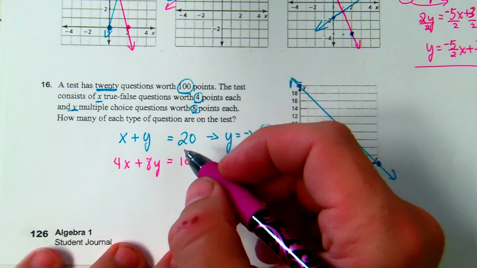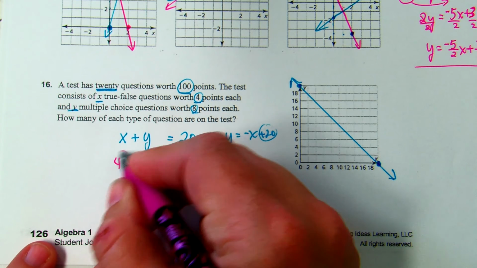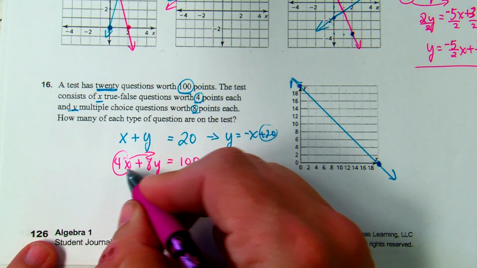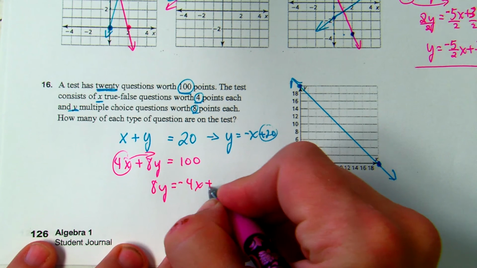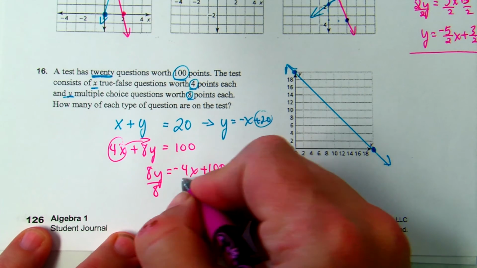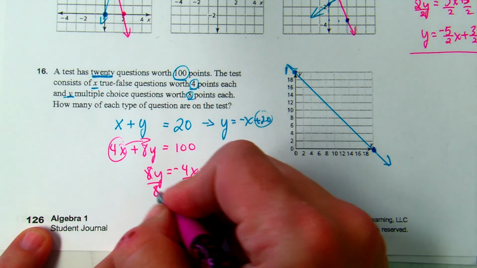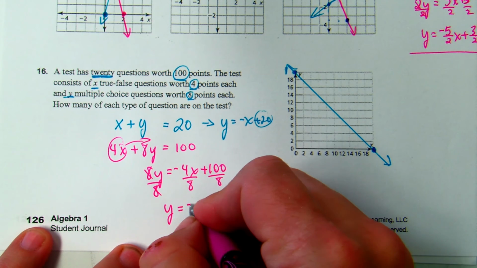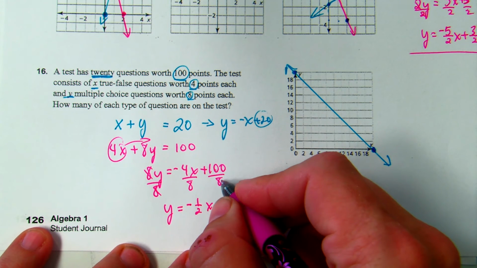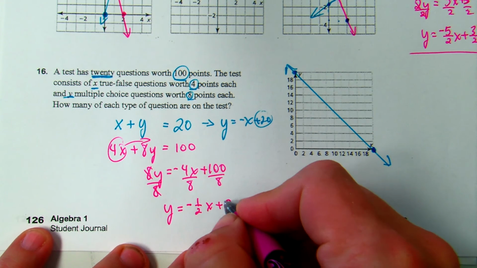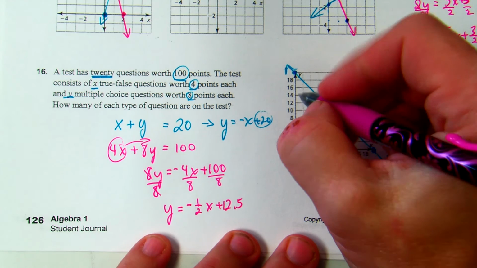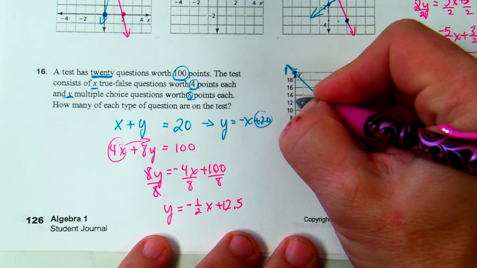The second equation, I've got to do a little bit more work. I'm going to move the 4x to the other side. So I'm going to have 8y equal to, what happens to the sign here? It changes. And then I've got to divide every term by 8. I'm going to end up with y equals negative 1/2 x, because negative 4 over 8 is negative 1/2. And 100 divided by 8 ends up being about 12.5. So it's a little tricky, but not too bad. If I go to 12.5, now in the middle there's 13, so I've got to go kind of in the middle of the middle.